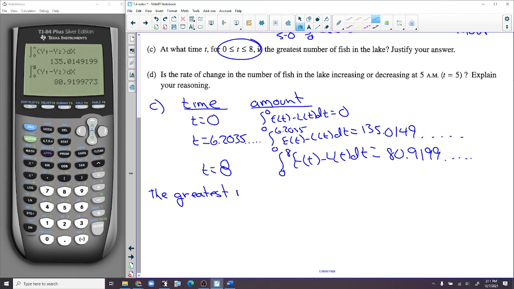At what time is the greatest number of fish in the lake? The greatest number of fish in the lake happens at t equals 6.203 hours.